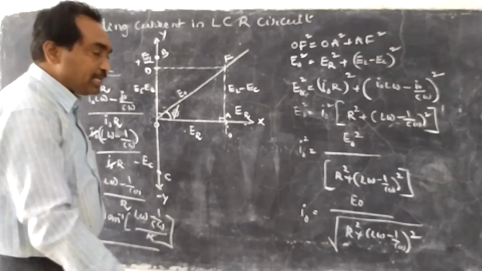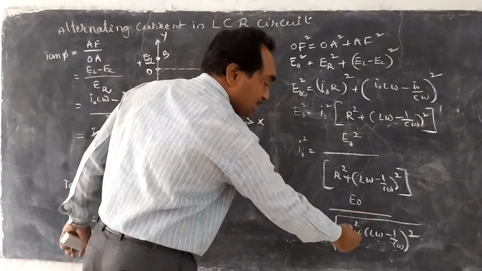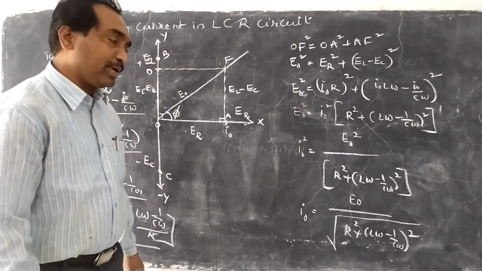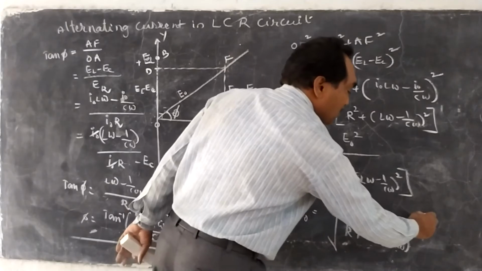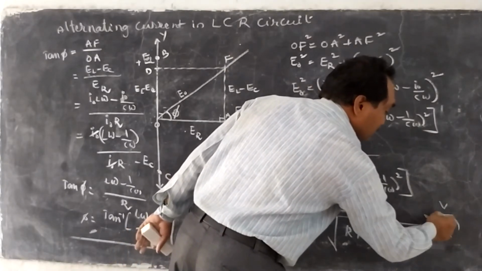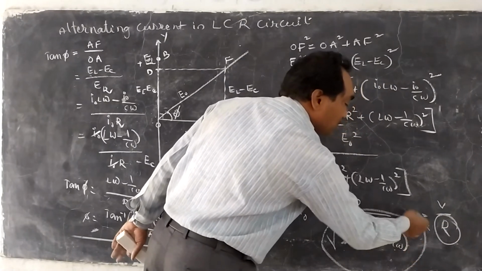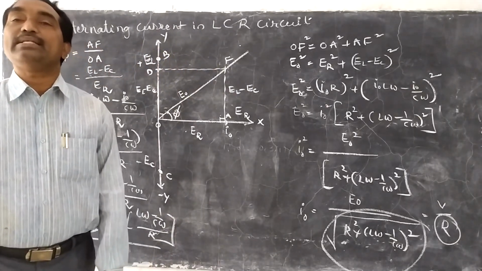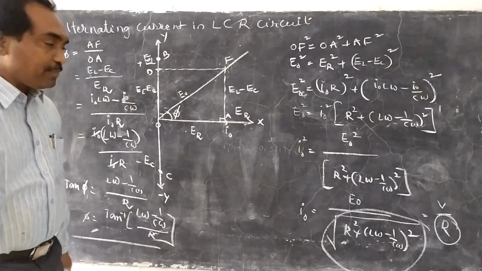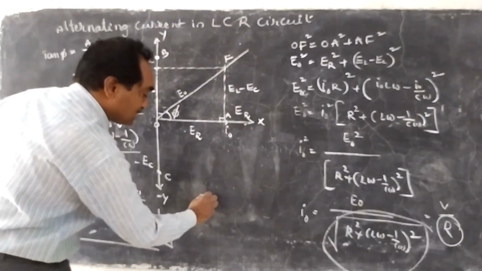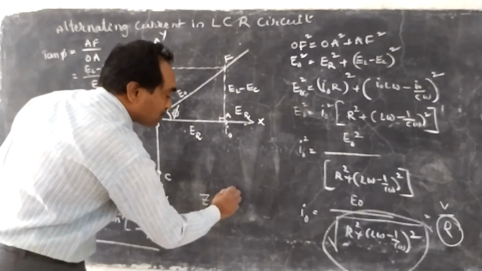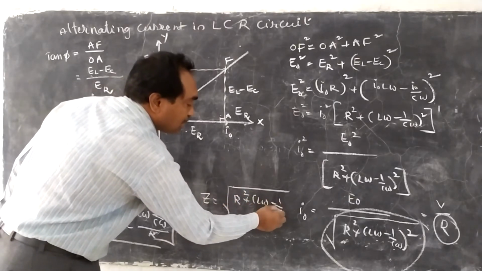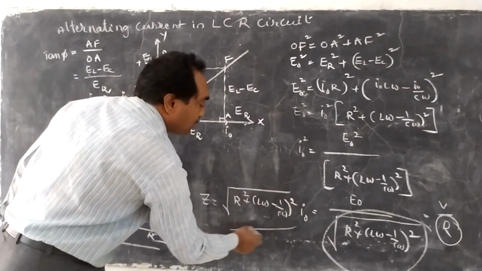So in this, the peak current I naught is equal to E naught by square root of R square plus L omega minus 1 by C omega whole square. When it is compared with Ohm's law, this plays the role of resistance, so that is called the impedance of the circuit. So the impedance of this LCR circuit, Z, is equal to square root of R square plus L omega minus 1 by C omega whole square.